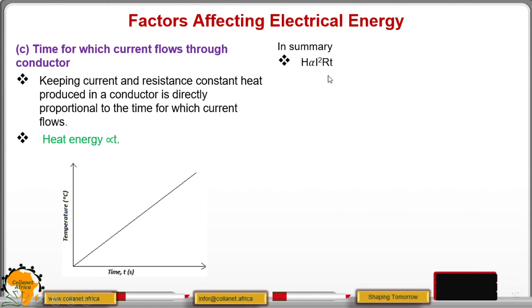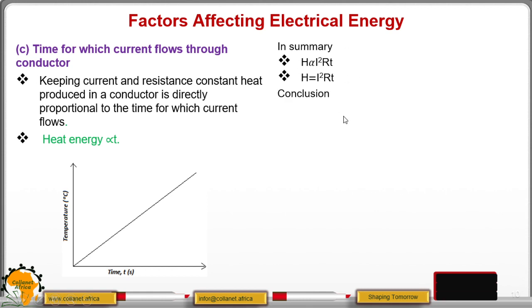So in summary, we can say that heat energy, where we are using H, is directly proportional to the square of current, is also directly proportional to the resistance, and also directly proportional to the time. If we now replace the sign of proportionality with an equal sign and a constant, you will find that our heat energy H is equal to I squared times R times T, where I is the current, R is the resistance of the wire, and T is the time taken.